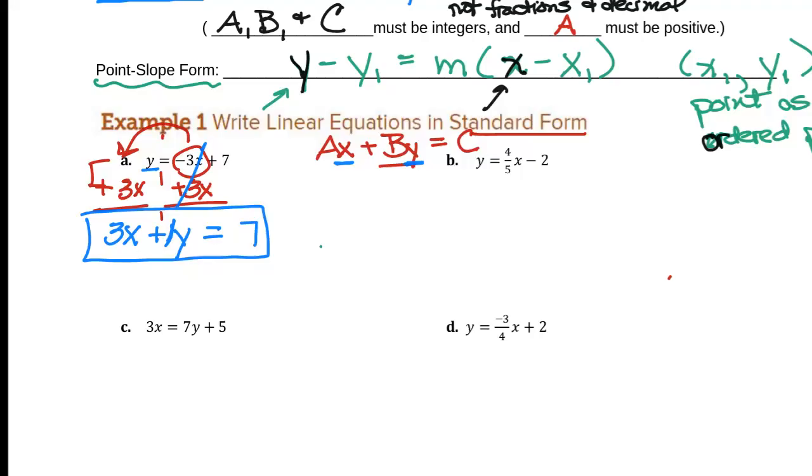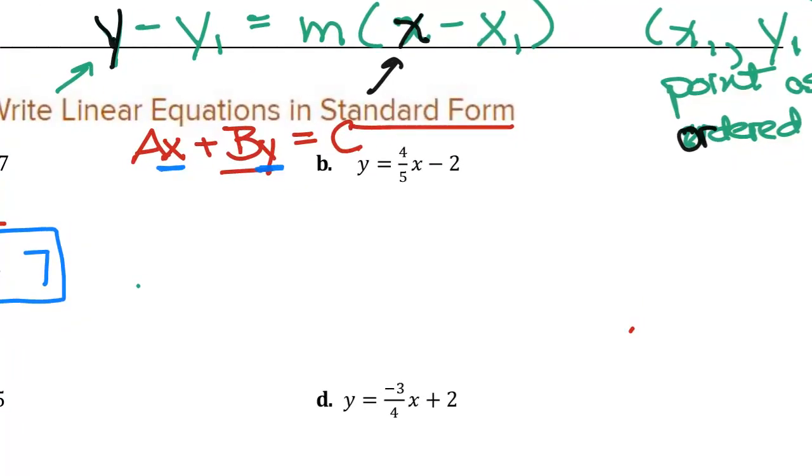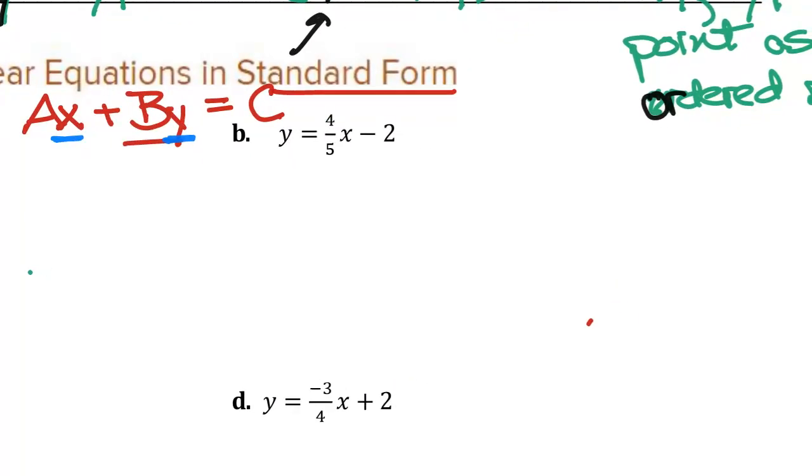Let's look at B though, because B has a fraction in it. And we cannot have any fractions. Letter B, we are dividing by this 5. That's what makes it a fraction. Sita can yell. I can yell at Sita. I am so funny.